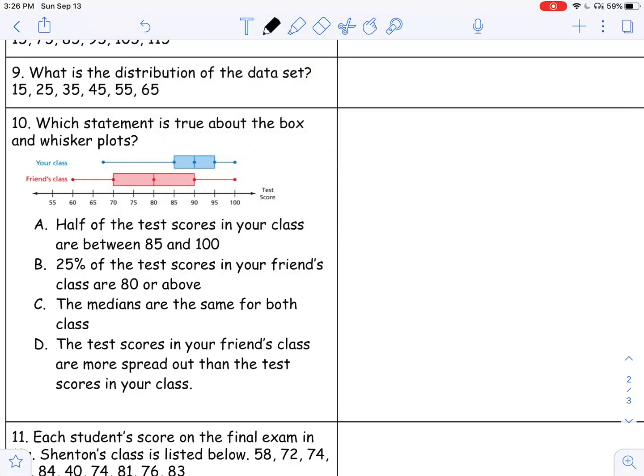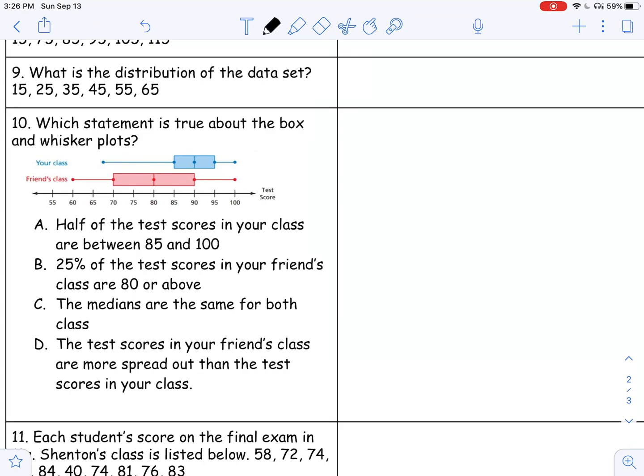All right, number 10, we have a multiple choice question that says, which statement is true about the box and whisker plots? So we have two box and whisker plots. One is about your class and one is about your friend's class, and they are about test scores. So I'm going to read through the options here, and we're going to decide which one is the most fitting.